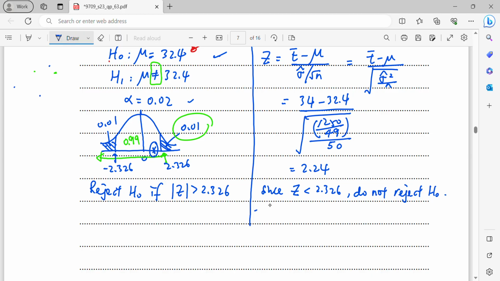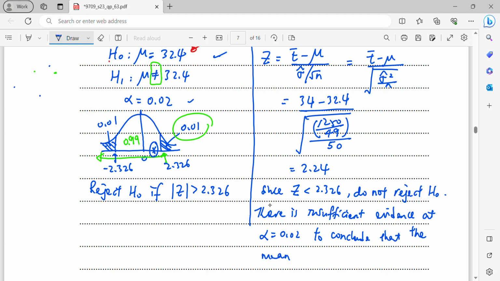Alright, so our conclusion will be there is insufficient evidence at alpha equals 0.02 to conclude that the mean delivery time has changed. Okay, so this is the full solution of this question.